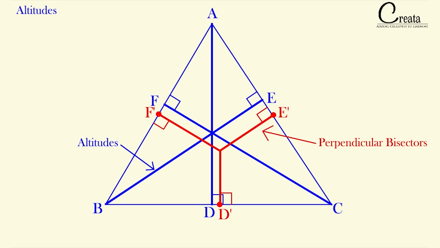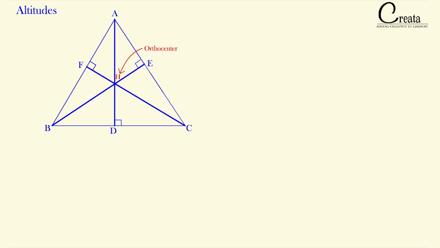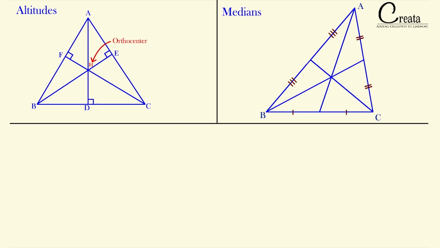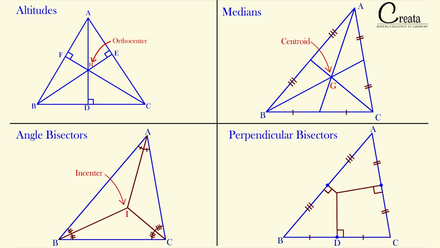Let's move to the next concept. Are you able to observe that the three altitudes of the triangle are intersecting at a common point? This common point is known as the orthocenter. It is generally denoted by H. Okay, this point is the orthocenter. The intersection point of medians is the centroid. The intersection point of the angle bisectors is the incenter. The intersection point of perpendicular bisectors is the circumcenter. And the intersection point of three altitudes is the orthocenter. Okay, are you able to visualize and compare all these fundamentals?